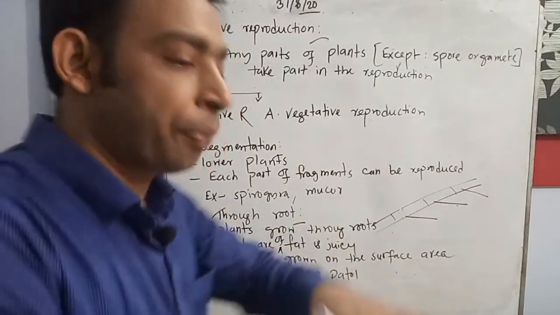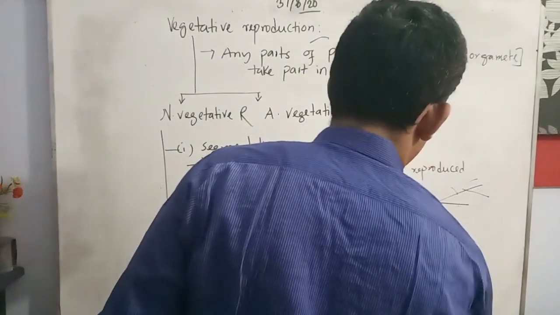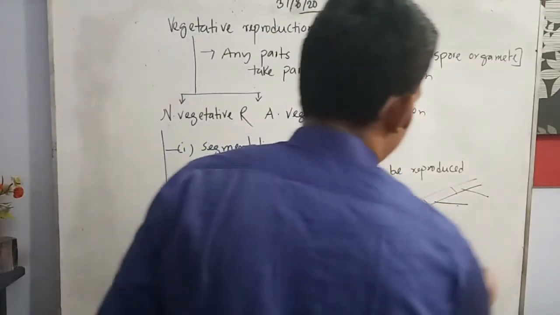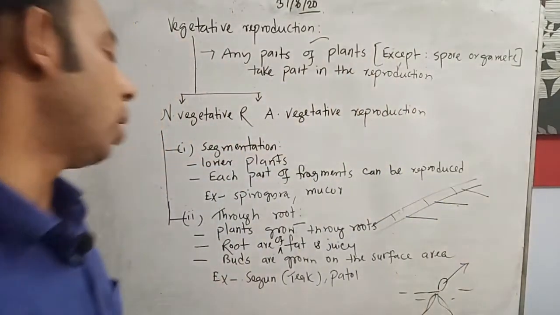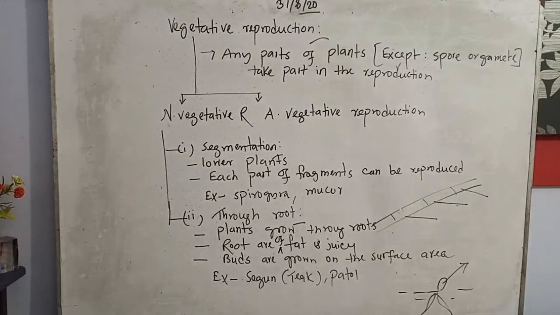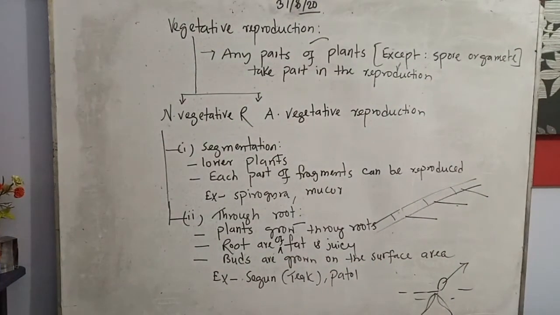Surface area means, suppose this is the surface of the soil. There is a root, a juicy root is there, and there some buds are formed, and these buds can produce the new one, like the Shegun. Alternative name of the Shegun is the teak pottle. Like these are the example of that one. Okay, this is also another kind of the process of natural reproduction types, and this reproduction type is ongoing through roots. Okay, we hope you understand this one.